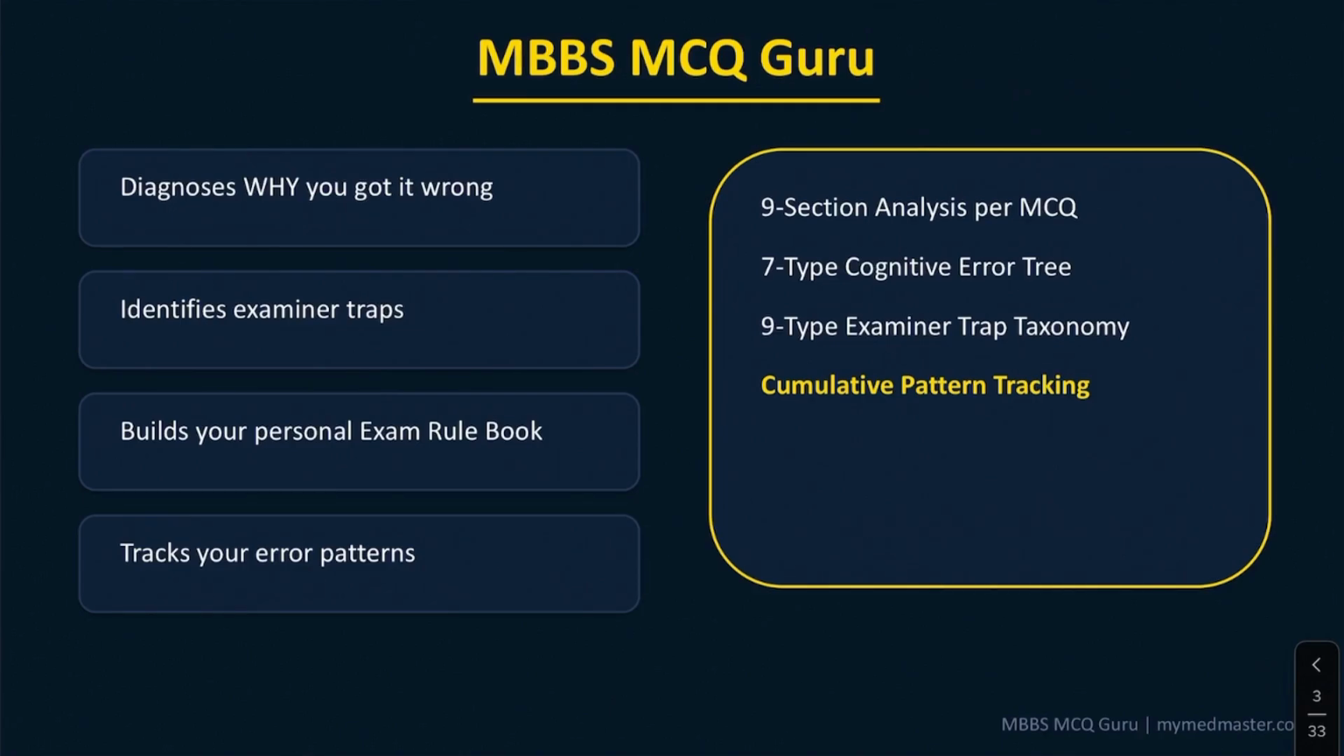For every MCQ you submit, it generates a 9 section analysis. It diagnoses why you got it wrong using a 7 type cognitive error decision tree. It identifies the examiner trap using a 9 type taxonomy. It builds a personal exam rule from your specific mistakes, and it tracks your error patterns across every MCQ you attempt. Let me show you how it works.